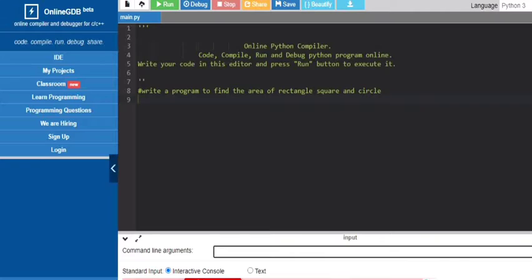Hello and welcome back to Get Coded, and today is our class 2 on Python. So in today's program we are going to write a program to find the area of a rectangle, square and circle.